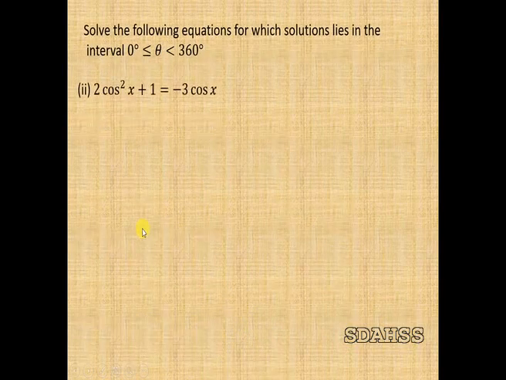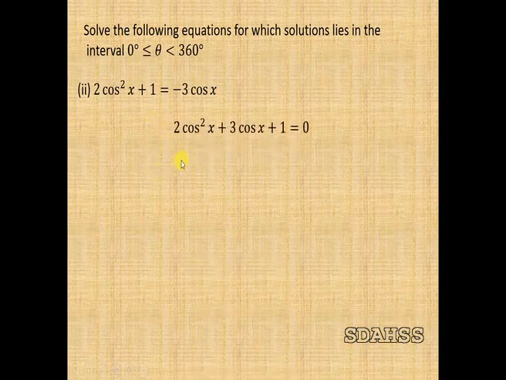Subdivision 2. 2 cos square x plus 1 is equal to minus 3 cos x. You bring this minus 3 cos x to the other side, it becomes positive. 2 cos square x plus 3 cos x plus 1 is equal to 0. Factorize here: sum is 3 and the product is 2.